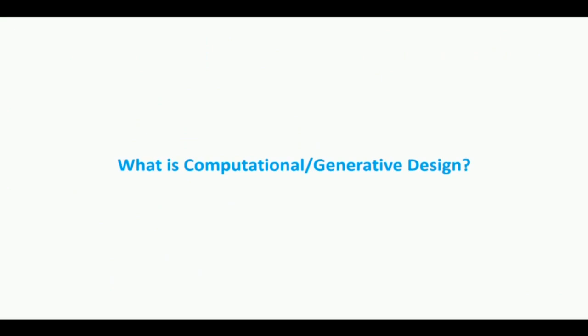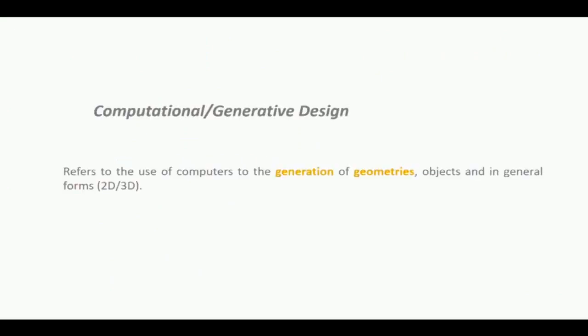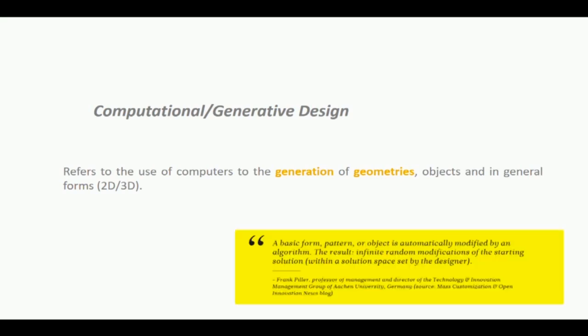So what is computational or generative design? Basically the automatic generation of forms, geometries, objects. They can be in 2D, which is kind of like what we're going to do today. They can be in 3D, automatically. So you have an algorithm that generates forms, and then you evaluate them afterwards. A basic form or pattern is automatically modified or created by an algorithm. The result: an infinite number of random modifications of the starting solution or the starting form.